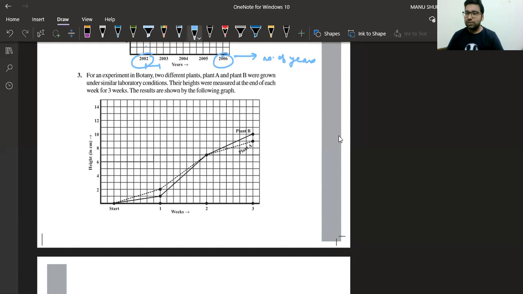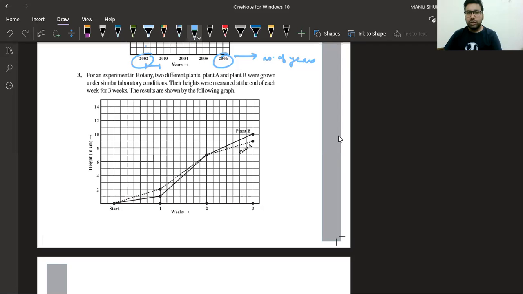Zoology is the study of animals, and botany is the study of plants. Some people go for botany as their specialization when they do their medical, and some go for zoology. Now let us see question number 3.